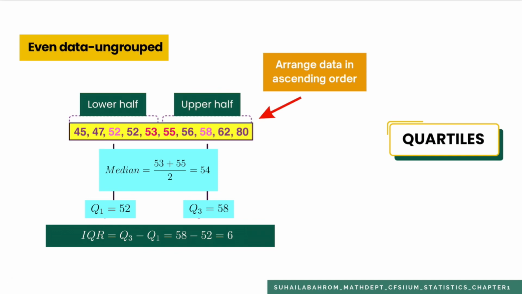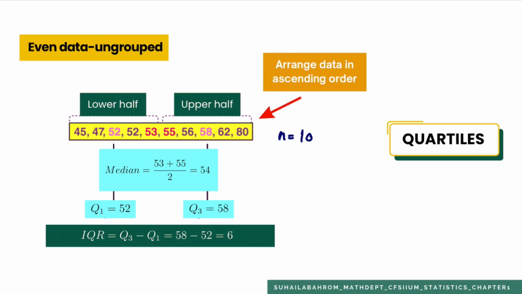Let's look at the first example for the quartile. This is for ungrouped data, and the data is even. We have 1, 2, 3, 4, 5, 6, 7, 8, 9, 10, so the total number of data is 10. When it is even, we have to divide the data set into 2 equal groups after you arrange it in ascending order. We call this one the lower half, and this one is the upper half.